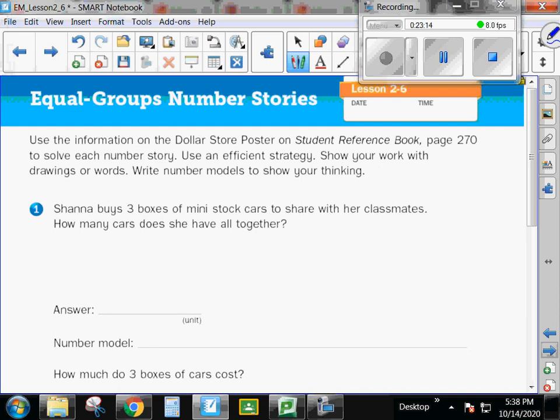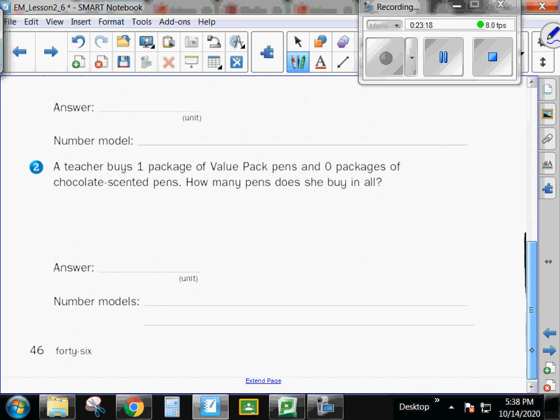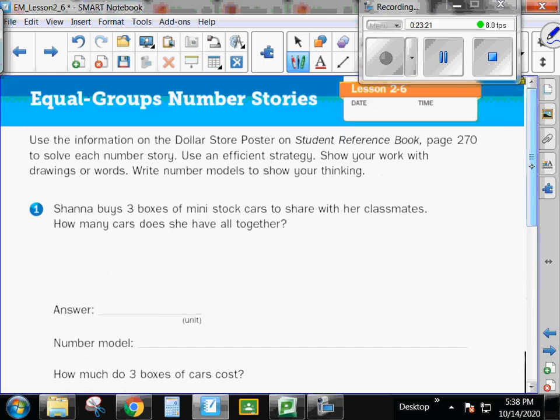All right, so boys and girls, I need you to do the workbook page on page 46 in your workbook. You're going to go ahead and do these problems. You are going to need that dollar store poster on page 270 in your reference book, but I'm going to try to attach it on my web page so that you can pull it up. Or, you know what, let me put that information that you need on here, and then you can pause that video.